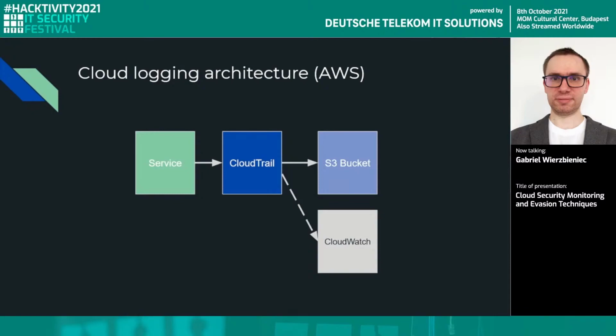And how can we disrupt logging? We can attack the green box, so the service itself, changing the logging levels. We can tamper with logging settings on the auditing application or service like CloudTrail, or we can just delete the log files, like deleting an S3 bucket.